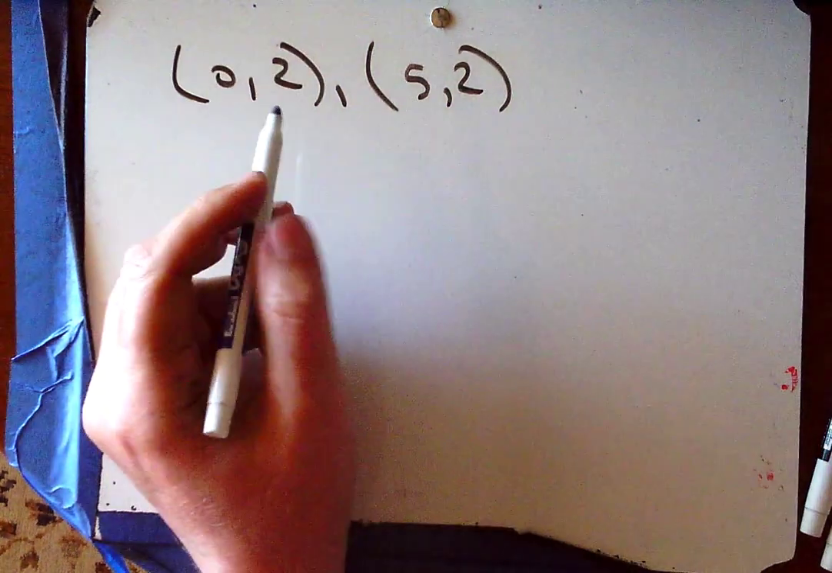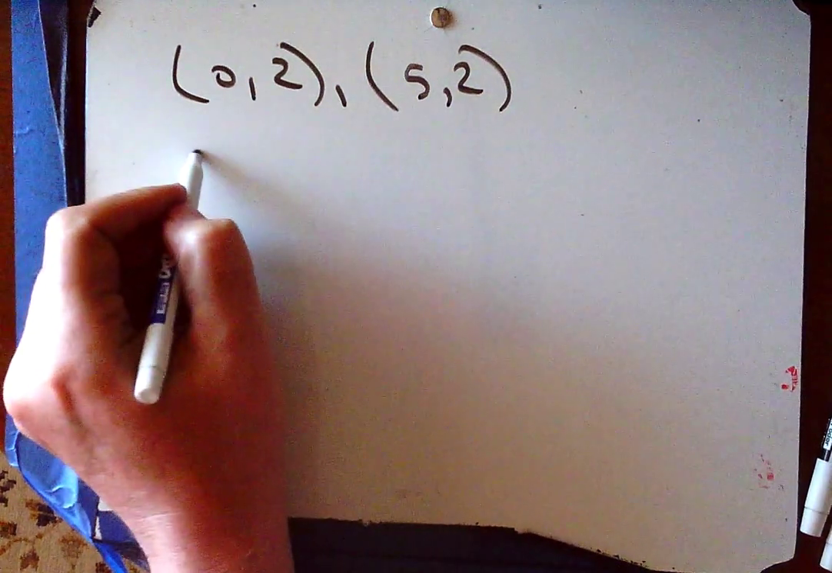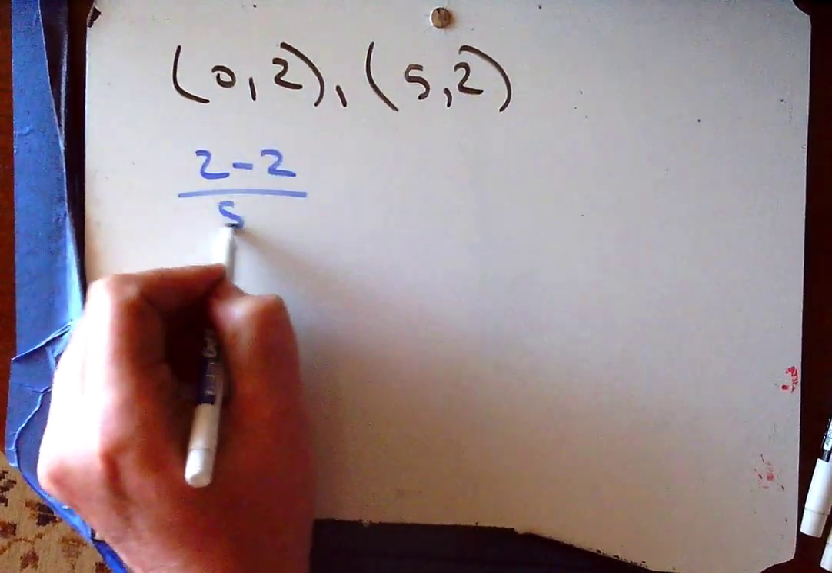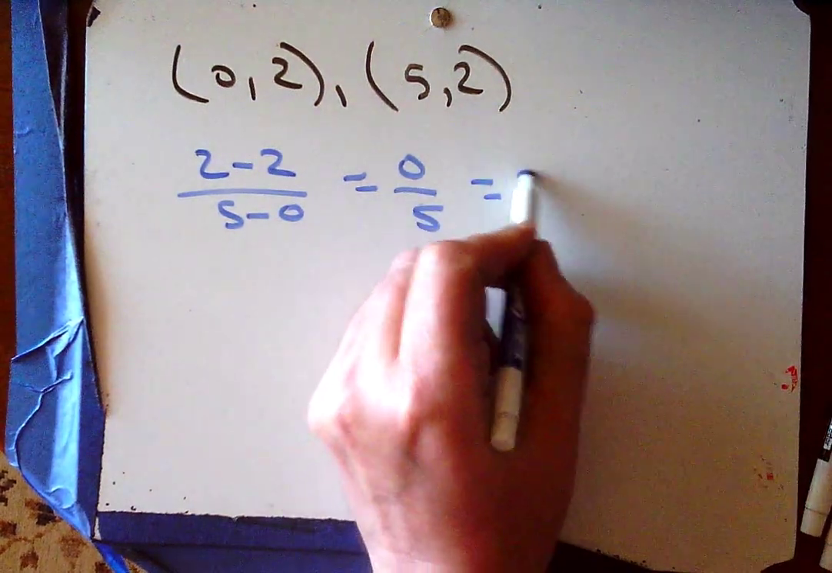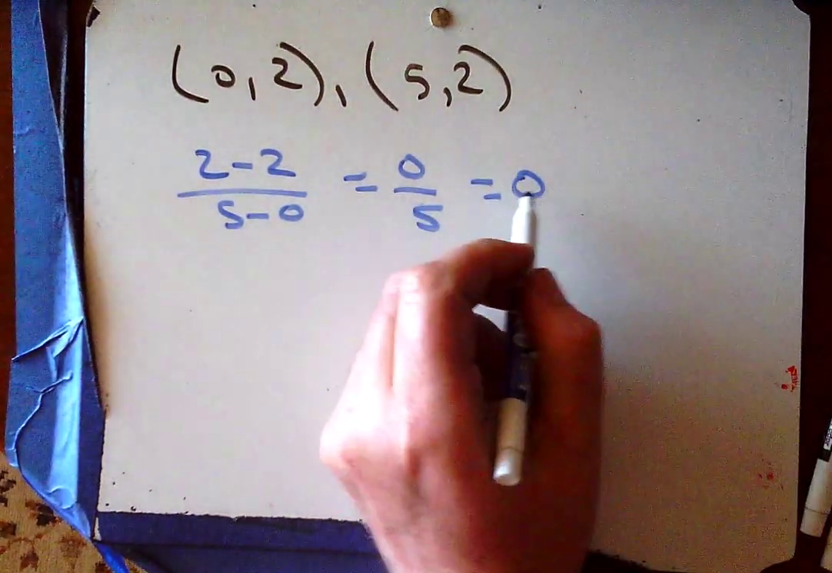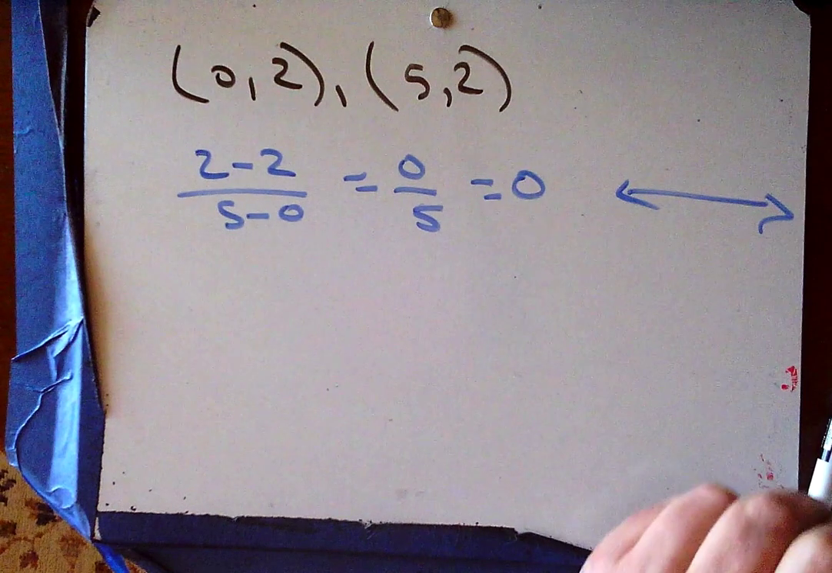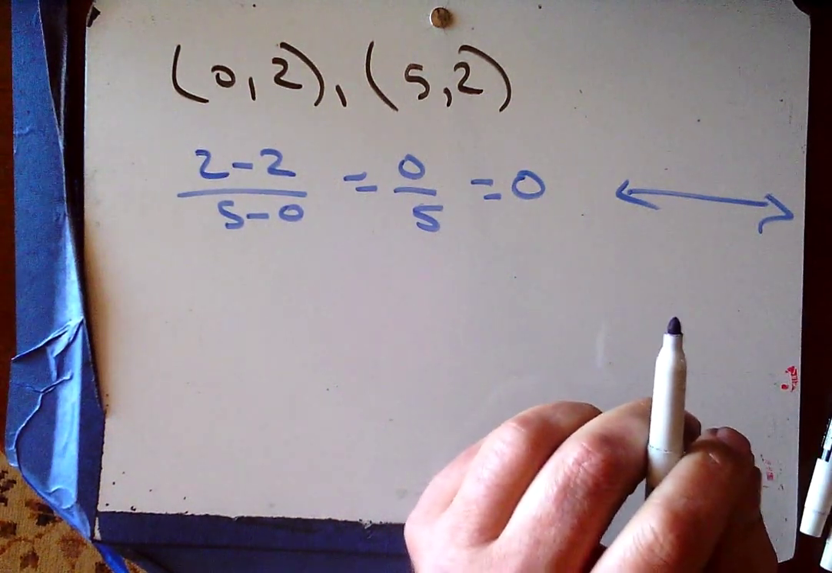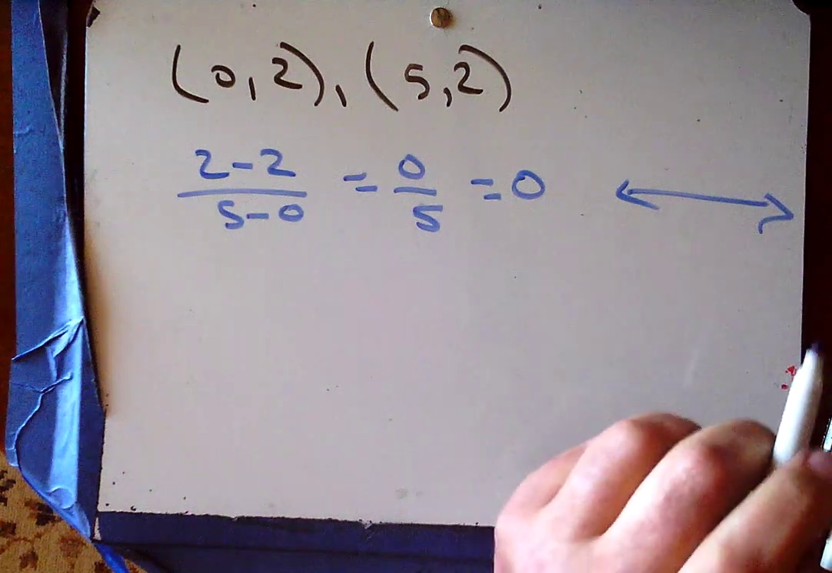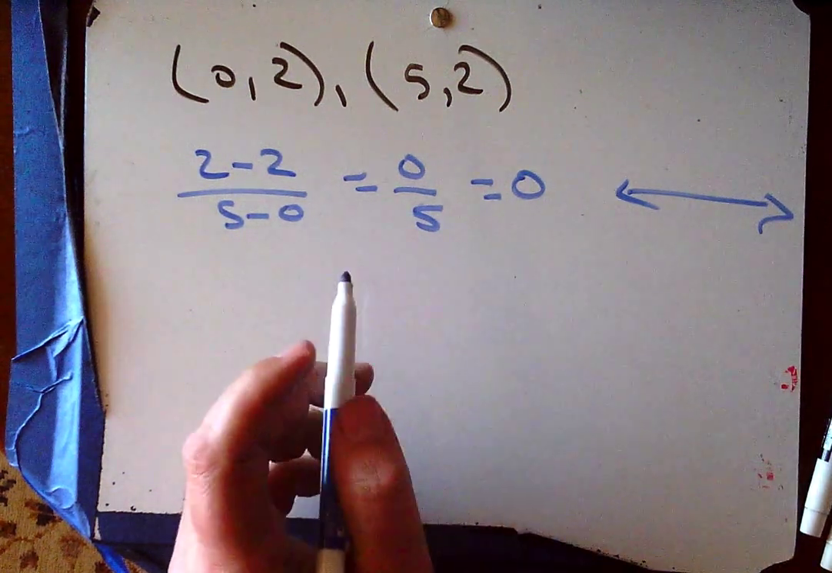Okay, well, here's what I notice. 2 minus 2 over 5 minus 0 is 0 over 5. 0 over 5 is 0. What does a zero slope look like? It looks like a horizontal line. Wow, that was surprising. But everyone's okay.